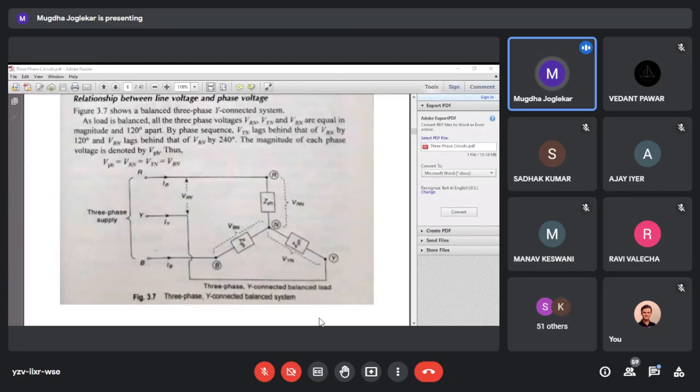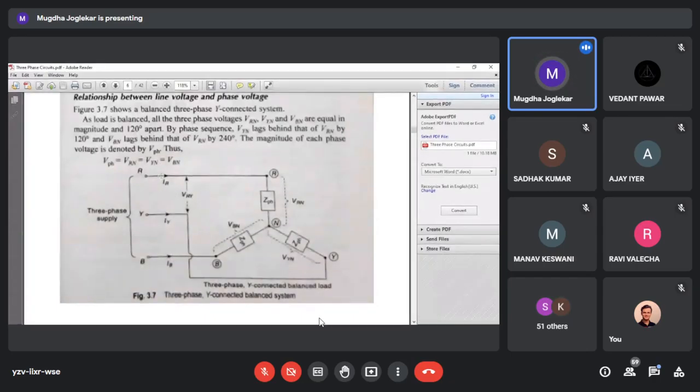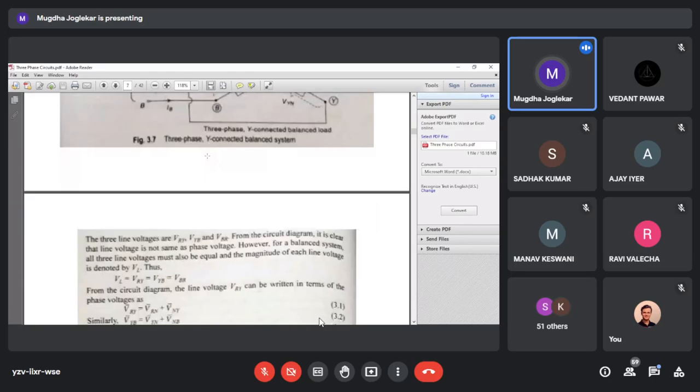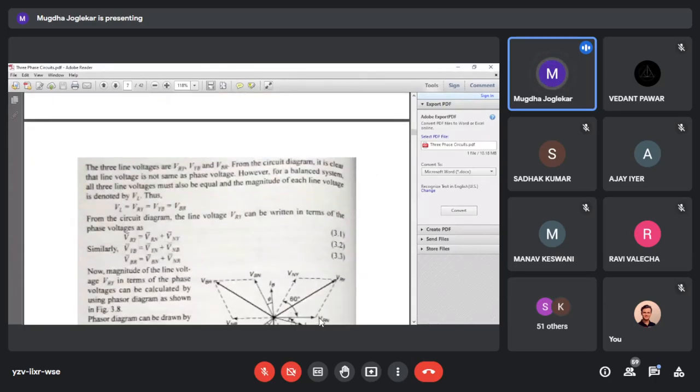Now what is happening here? Just listen carefully: line voltage is between two lines, but phase voltage is not similar to line voltage. VRY is a line voltage, but our phase voltage is not equal to VRY. There is a relationship between line voltage and phase voltage. You can call VRN, VYN, and VBN as VPH, and VRY, VYB, and VBR as VL, the line voltage. The derivation of this relationship will definitely come in the final examination for star or delta. So how do we proceed to find it? We are going to find these three equations for VL: VRY, VYB, and VBR.